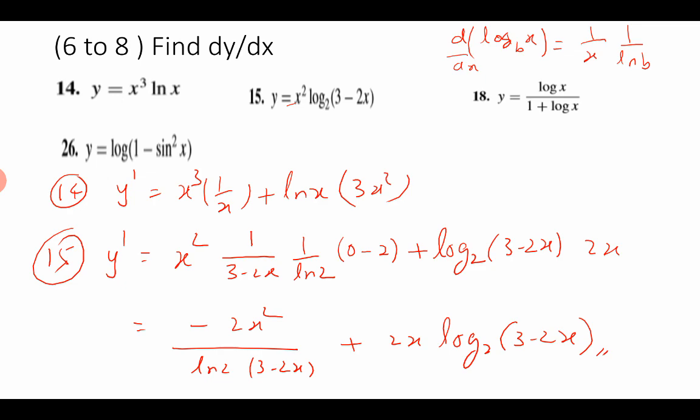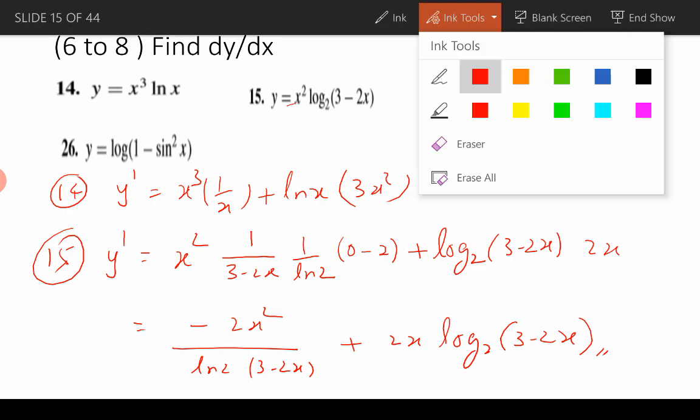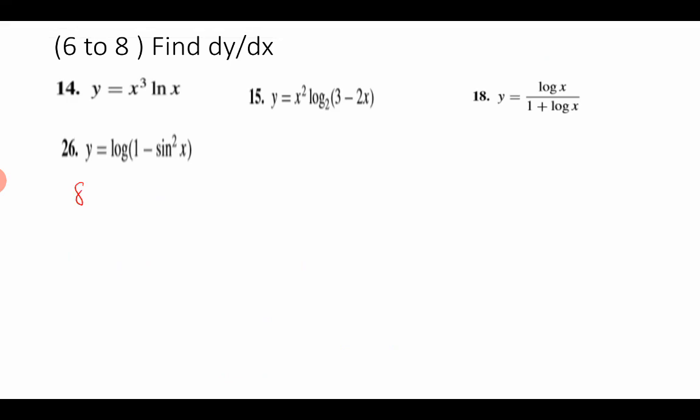I'll solve one problem out of 18 and 26. So we will solve 18 now. Problem number 18. Again, quotient rule. You should remember u over v prime is v u prime minus u v prime divided by v square. So this is u and this is v.